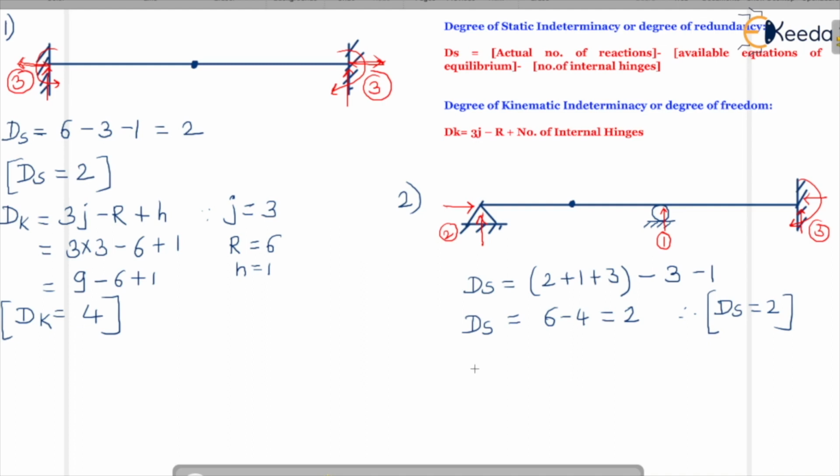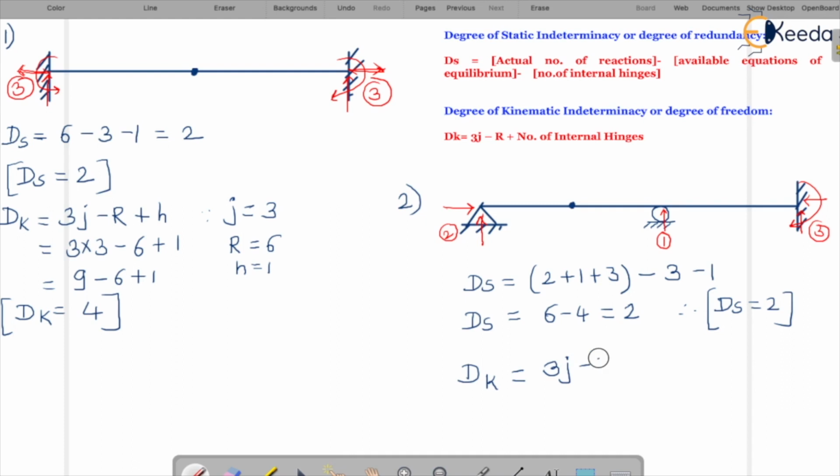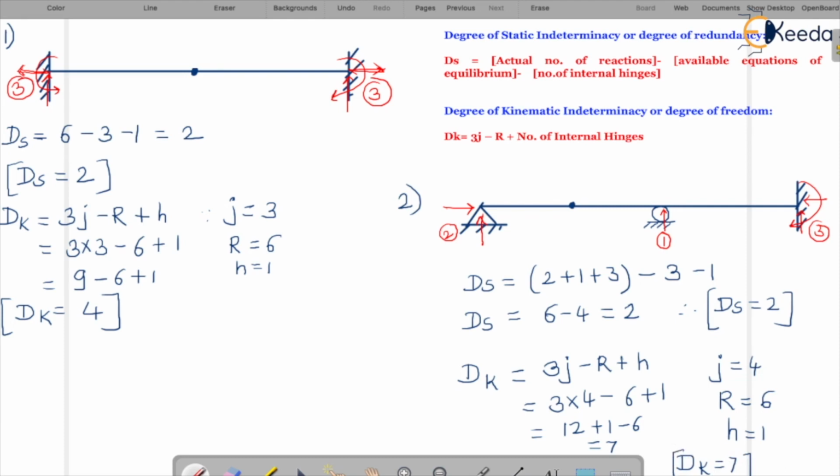That is our degree of static indeterminacy. Now let us see the degree of kinematic indeterminacy. It will be 3j minus r plus h, where h is the internal hinge. How many joints are there? 1, 2, 3, 4, so joints are 4. The reactions we have seen already, 2 plus 1 is 3, 3 plus 3 is 6, and the internal hinge is 1. So 3 into 4 minus 6 plus 1, which is 12 plus 1 minus 6, so a total of 7. So the kinematic indeterminacy, meaning the degree of freedom, is 7 for this beam.